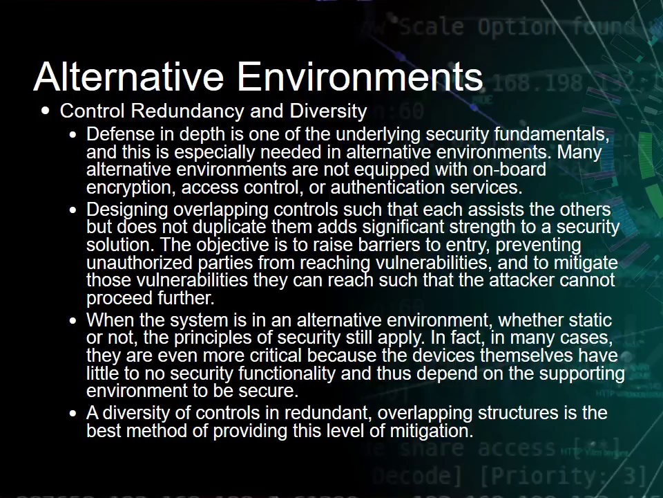So, for example, if there's a vulnerability in the IOS of a Cisco firewall or ASA that the attacker exploits to get through it, and you have a Palo Alto or some other firewall on the other side of it, you could stop them from getting any further.